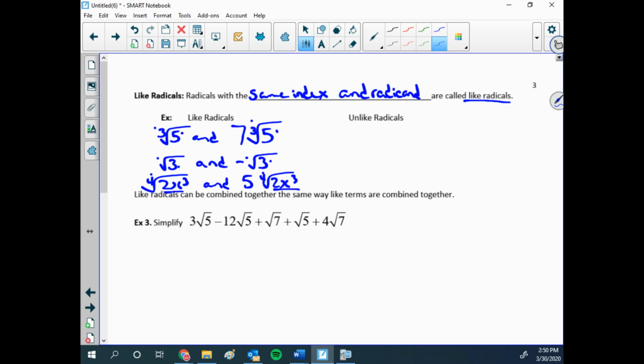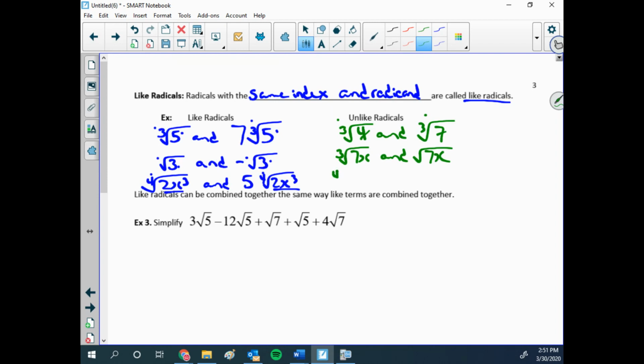So let's look at a few examples of unlike radicals. If I had the cube root of 4 and the cube root of 7, those are considered unlike radicals. They have the same index, but the radicands are different. If I had, let's say, the cube root of 7x and the square root of 7x, those are unlike radicals because their indexes are not the same. Their radicands are the same, but their indexes aren't the same, so they would be considered unlike.